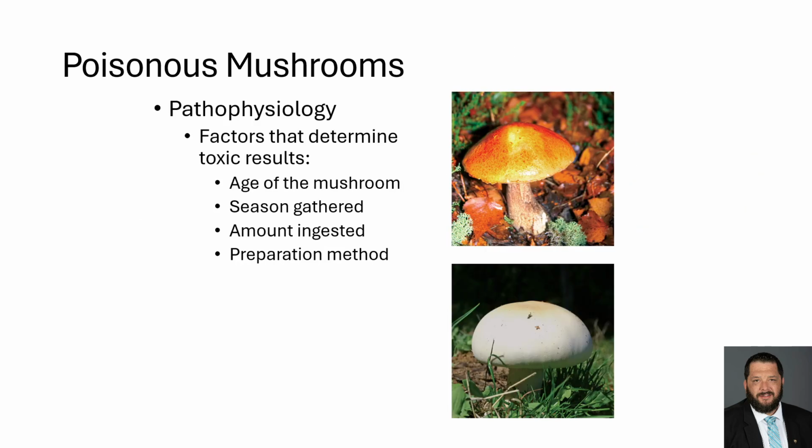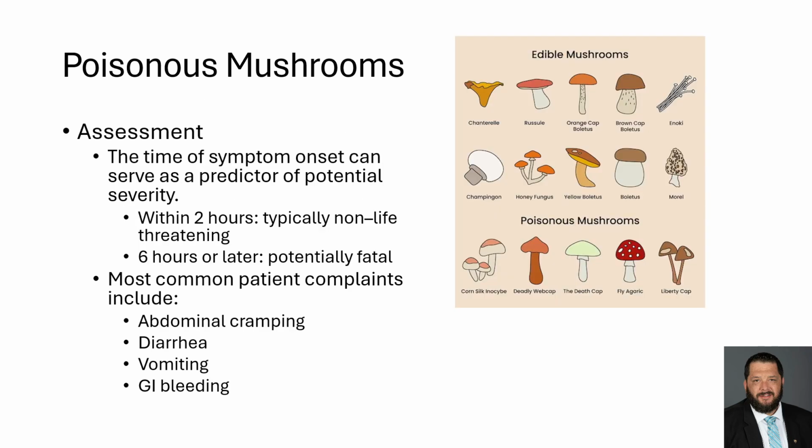Poisonous mushrooms, there are factors that determine toxic results, including the age of the mushroom, what season it was gathered in, the amount that was ingested, and the preparation method that was used. For assessment, the time of the symptom onset can serve as a predictor for potential severity. If symptom onset was within 2 hours, it's typically not life-threatening, but if it was 6 hours or later, it could be potentially fatal.